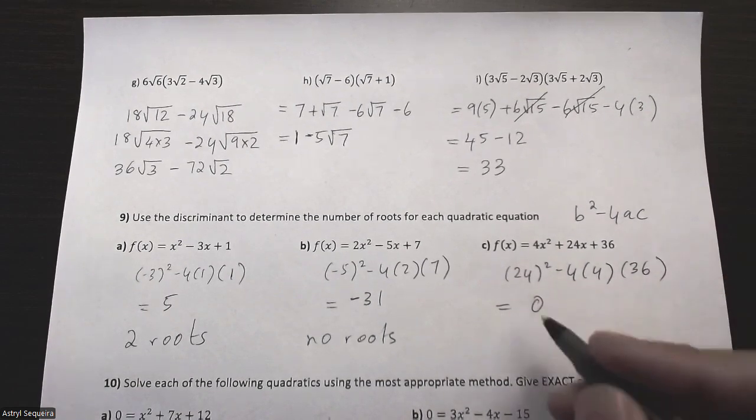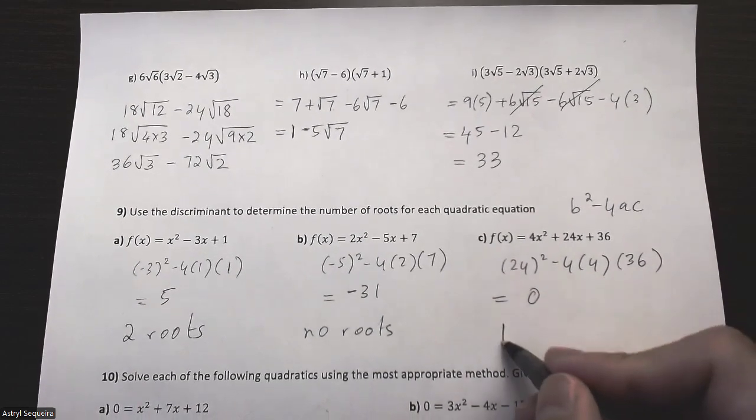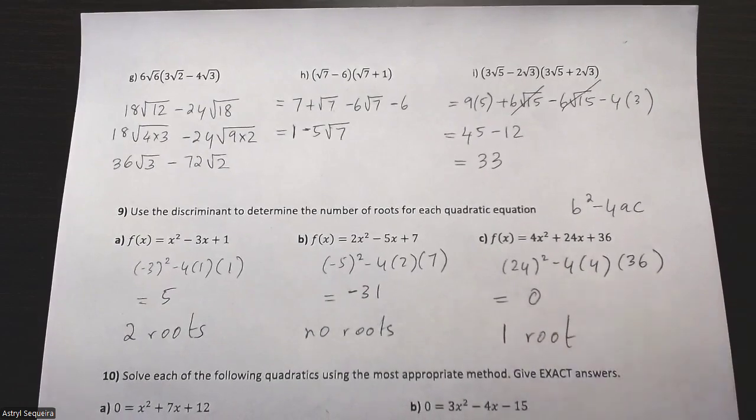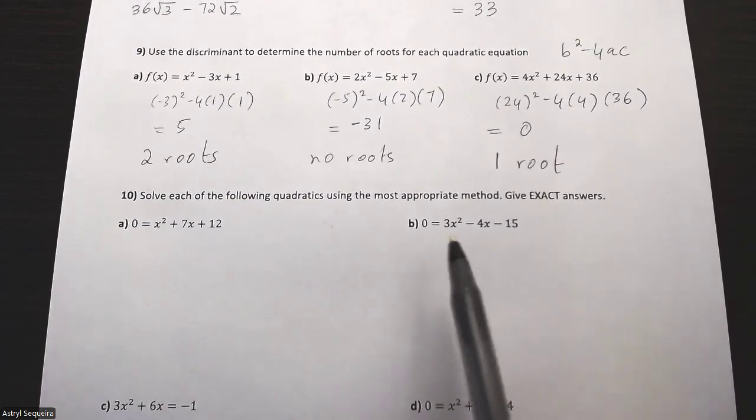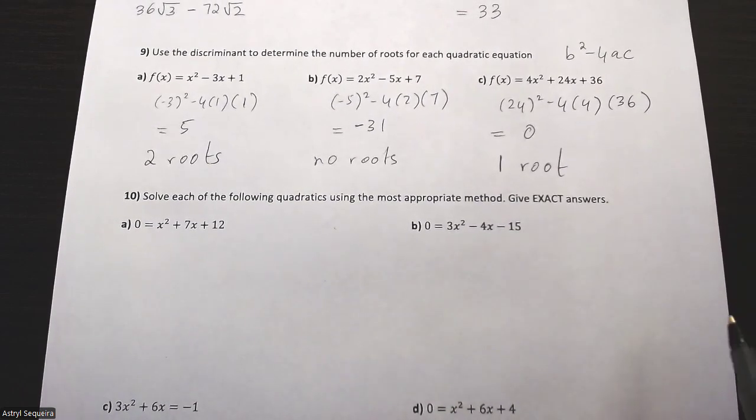Which is just a 0. And if my discriminant is 0, it means I have one exact root. Next, we're solving quadratic equations, and we have to give exact answers for a question like this.